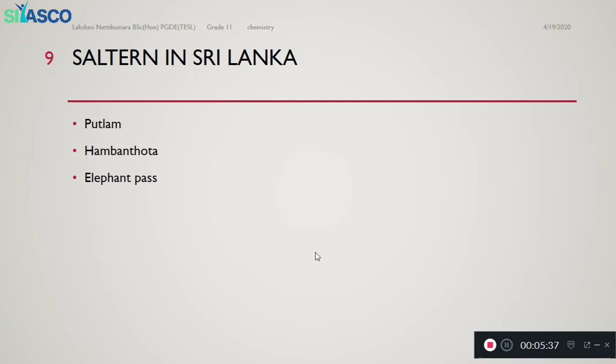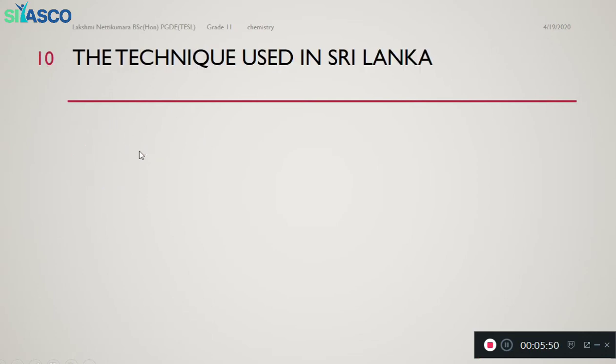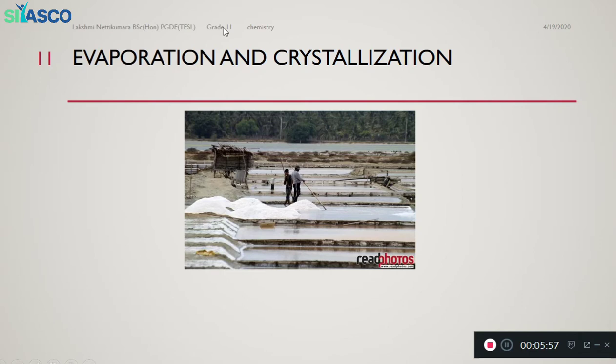Now, where can we find saltons in Sri Lanka? Puttalam, Hambantota and Elephant Pass. Puttalam and Hambantota are the major saltons in Sri Lanka. Now let's see what techniques are used in Sri Lanka. It's very simple. We use evaporation and crystallization.